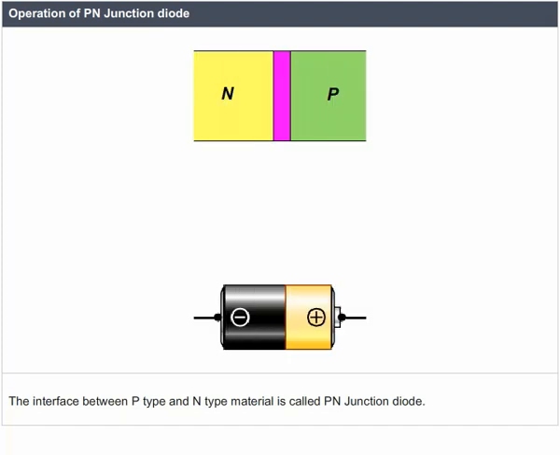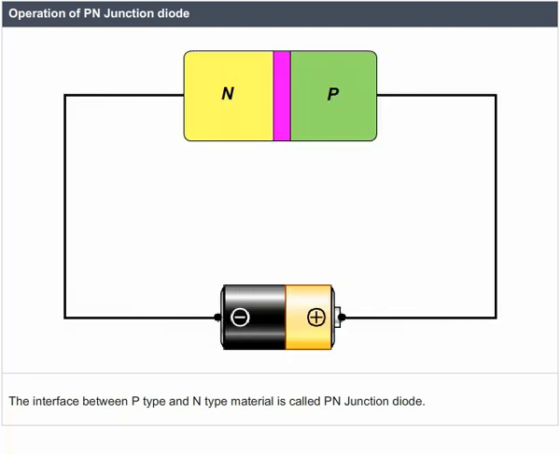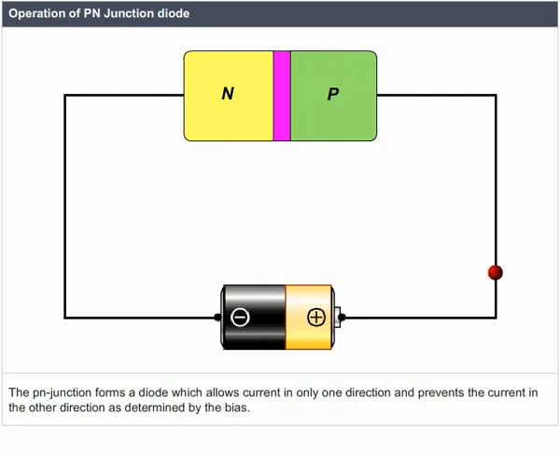Operation of p-n junction diode. The interface between p-type and n-type material is called a p-n junction diode. The barrier potential Vb is equal to 0.6 V for Si and 0.3 V for Ge at T = 300 K. There is no movement of charge through a p-n junction at equilibrium. The p-n junction forms a diode which allows current in only one direction and prevents the current in the other direction as determined by the bias.